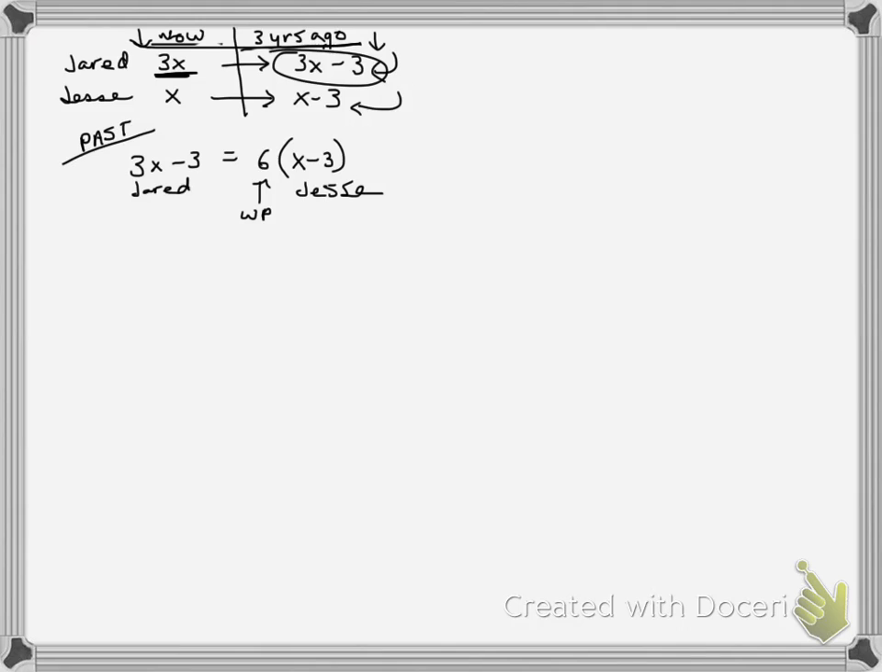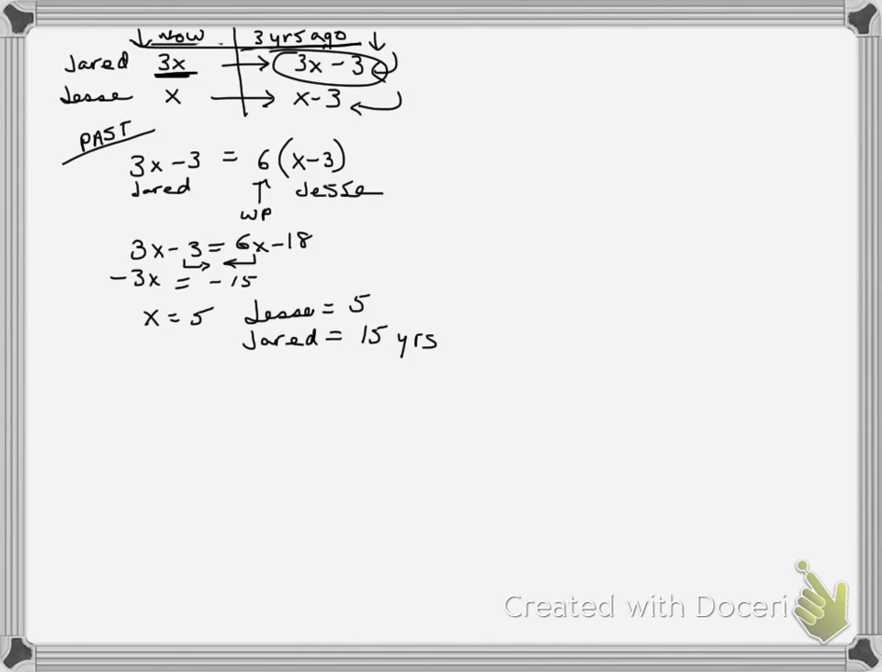So now I can simply solve it. I'll solve it by distribution. 3x minus 3 equals 6x minus 18. I'll pull that to the left, negative 3x. I'll pull that to the right, negative 15. And x equals 5. Who is x? Well, that is Jesse. So my question, by the way, you should always look for a question: what are their ages now? Jesse is 5 and Jared is what? Go to the now table and it's 3 times that, or 15.